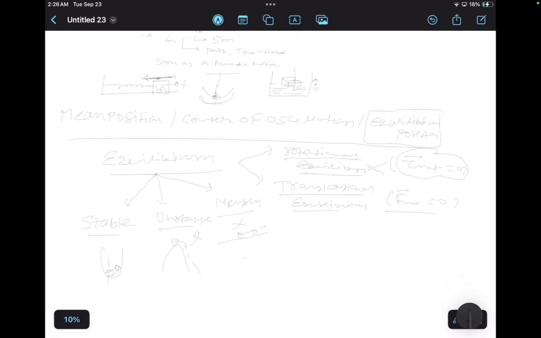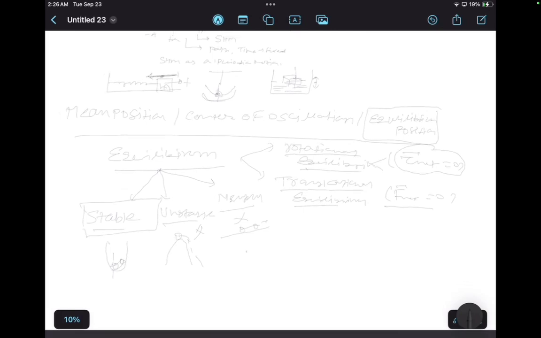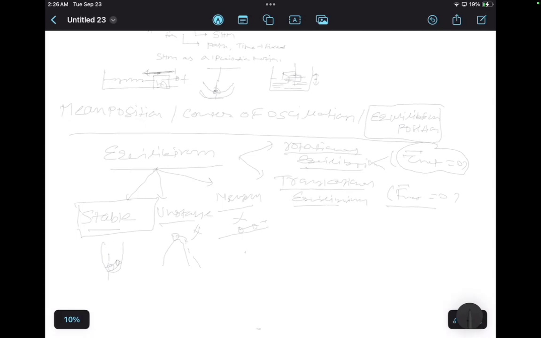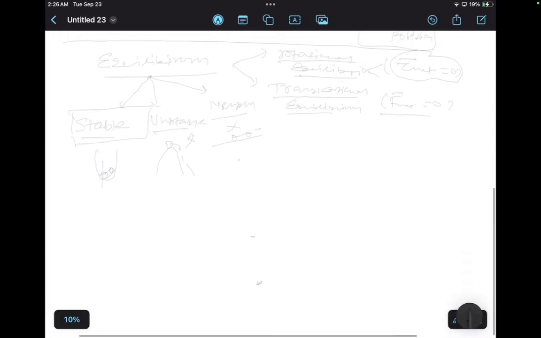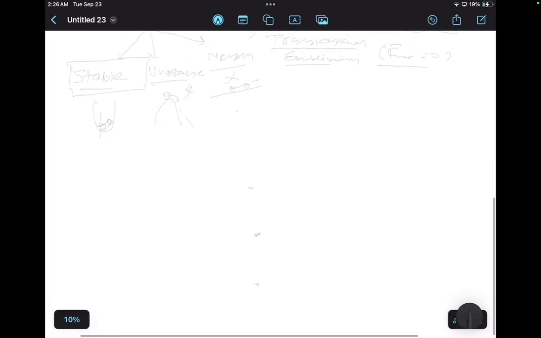So our main concern is the stable equilibrium position. What is a stable equilibrium position? We are going to understand it, and from that we can conclude some more things. The main aim is to understand what a stable equilibrium position is.